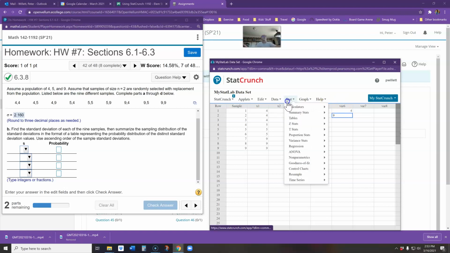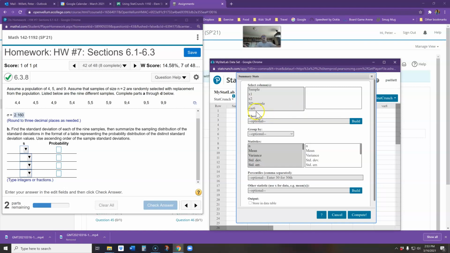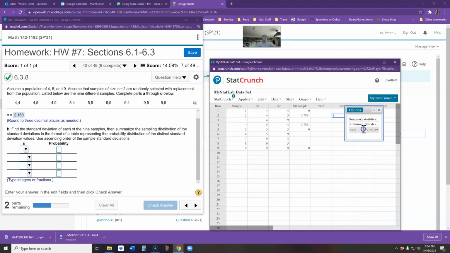I'm going to go to Stat, Summary Stats, Columns. Pick column 6. Choose the standard deviation. And I now get this number. When the numbers are 5 apart and there are 2 of them, that's the standard deviation. That happens with 4, 9. And if I reverse them, 9, 4, they're still 5 apart.